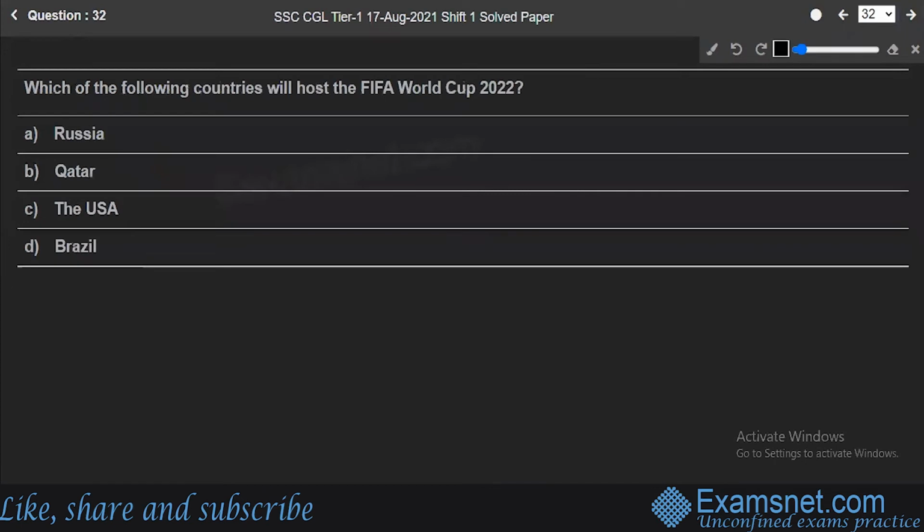Next is question number 32. Which of the following countries will host FIFA World Cup 2022? Is it Russia, Qatar, the USA, or Brazil? See, the FIFA World Cup 2022 is going to be held in Qatar. It is scheduled to begin in November 2022, and it will end on December 18, 2022. FIFA World Cup is an international football competition held after every 4 years.